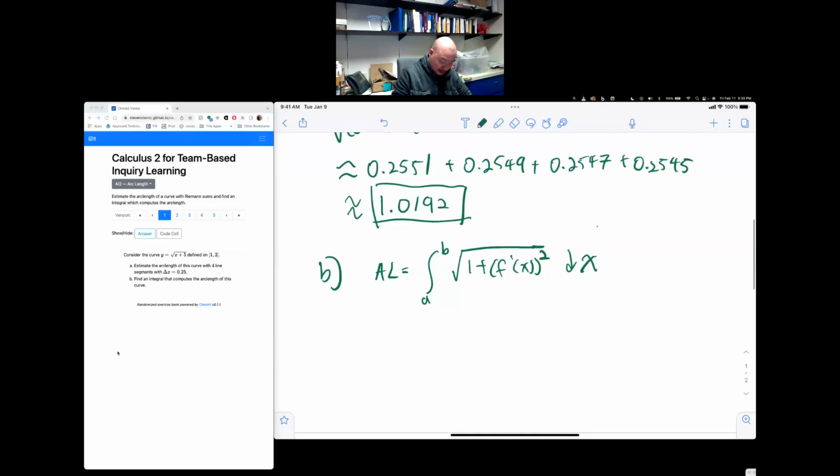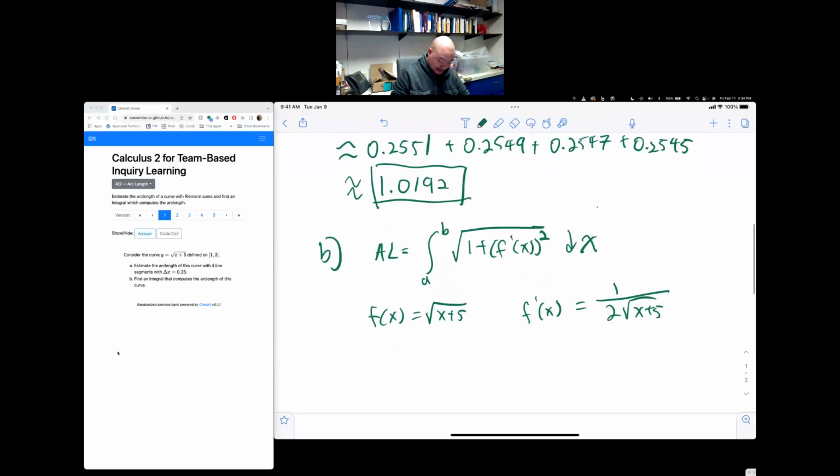We also want to note, since our function in this case is root x plus 5, its derivative is 1 over 2 root x plus 5 times 1 by the chain rule. And so in this particular case, the arc length of the curve is an integral.